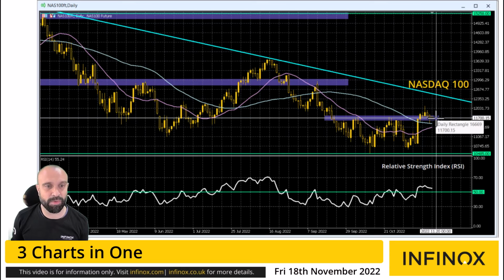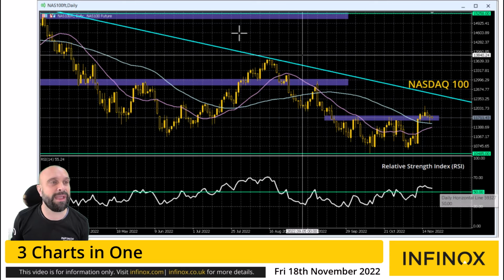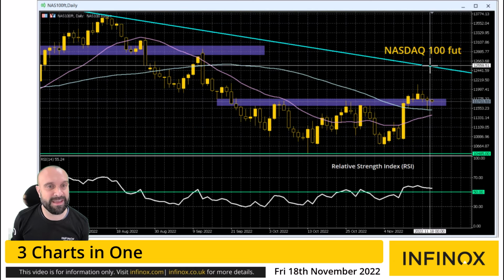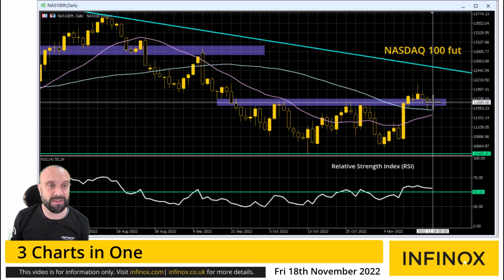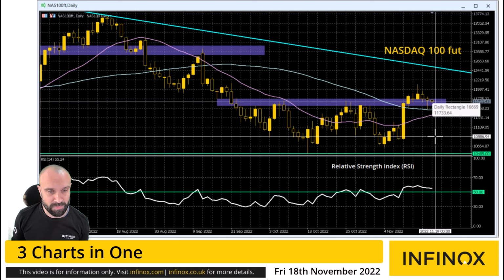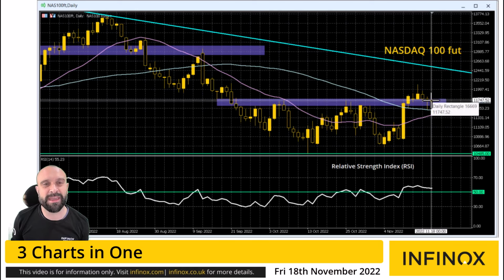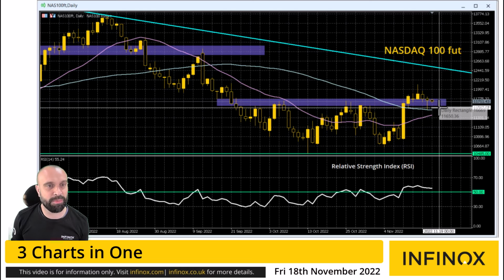If this neckline support can hold, if the RSI can stay above 50, that remains in a recovery phase. But how far does it go? Well, that downtrend comes in at the moment around 12,500, and also the neckline, measuring from the base around to the neckline, you get a breakout target of around 12,800. So there is scope for a recovery here on the NASDAQ 100 futures, but finding support around this neckline and holding this level is important.